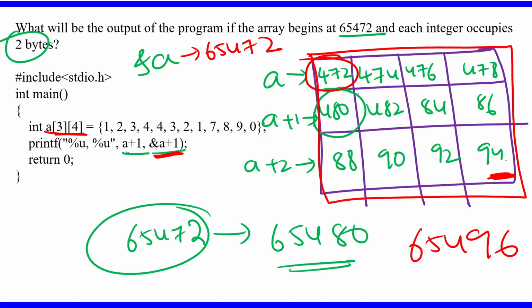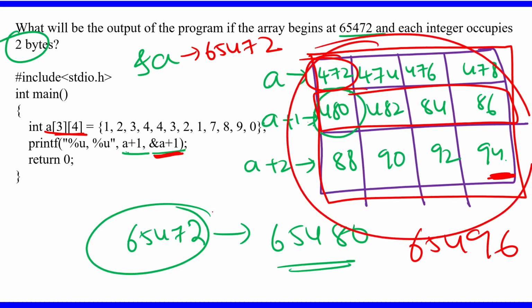The difference: A points to the first row's starting address, A plus 1 points to the second row starting address, and ampersand A points to the whole block starting address. So when I say plus 1, it is the next block starting address. We do not know how many elements are there in the next block of memory allocation, but I can identify the address of that. Why? The ending address plus 2 bytes, that is 65496.